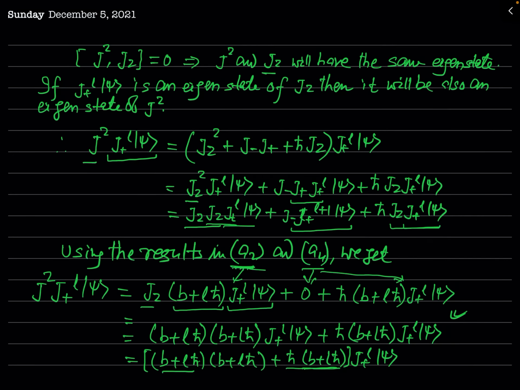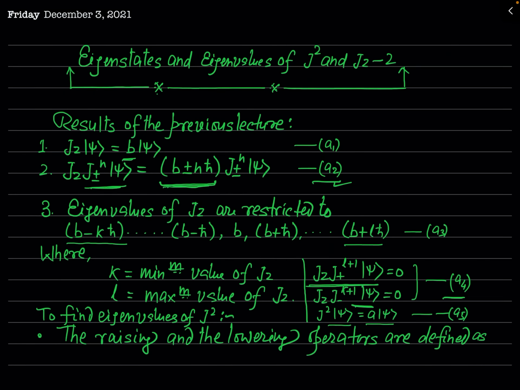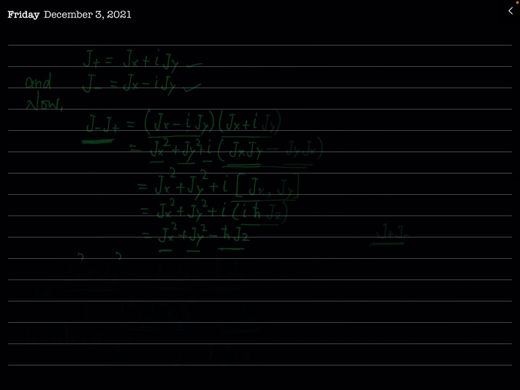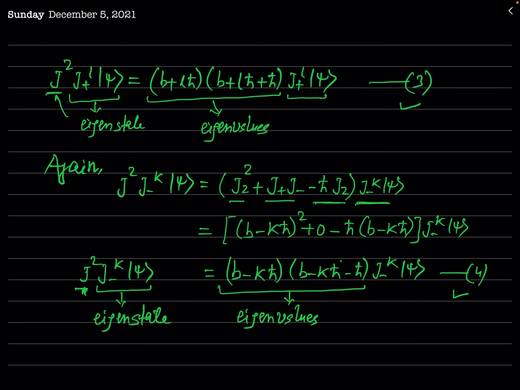But let us see the eigenvalue equation of the operator J square. We have written it here in equation A5, that J square ket psi equal to a ket psi. So you have assumed that a is the eigenvalue of the operator J square. So you can write that this eigenvalue defined in equation 3 and this eigenvalue defined in equation 4, both will be equal and both will be equal to a.